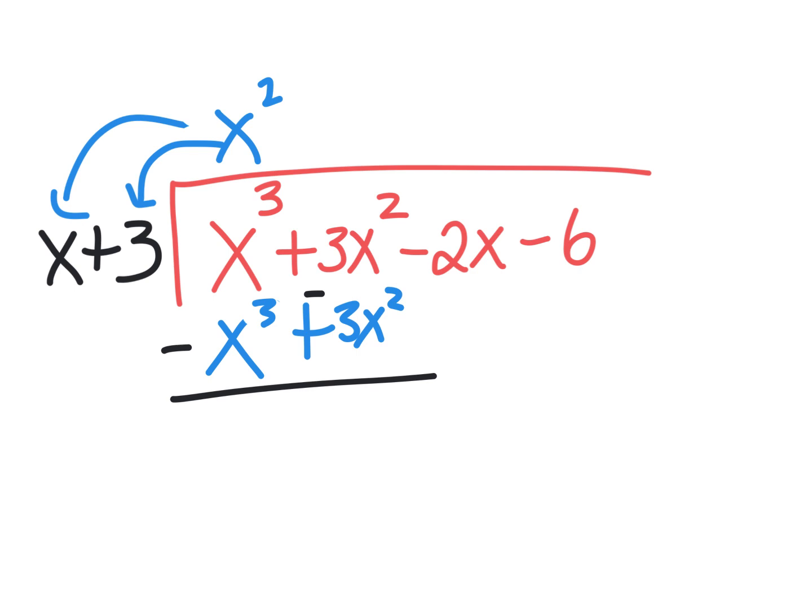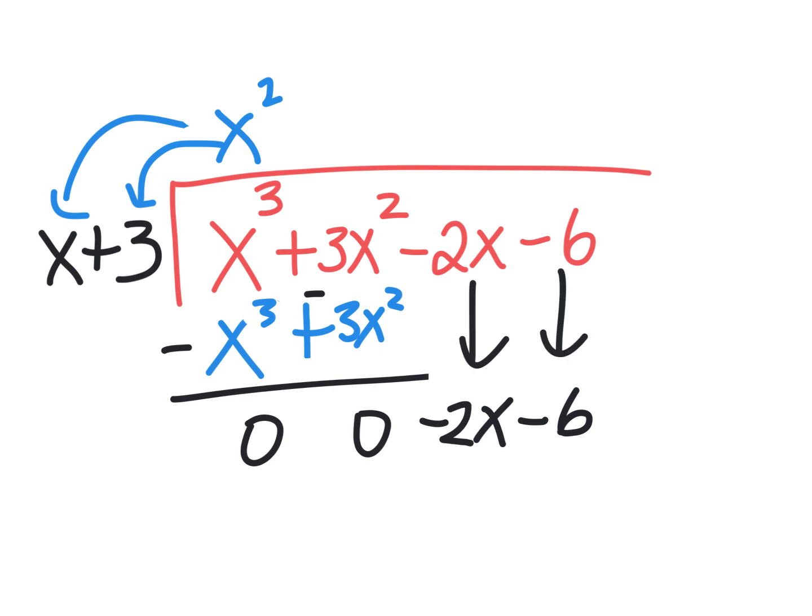Do you get they're both exact opposites, so I get 0? Then this time I have to not just bring down one thing, I got to bring down both things. How do you know that? Because remember how I said if there's 2 things here, then there needs to be 2 things here.